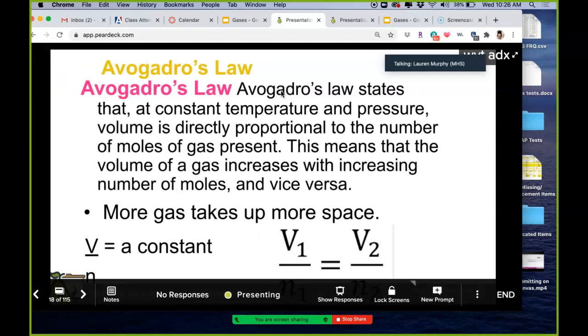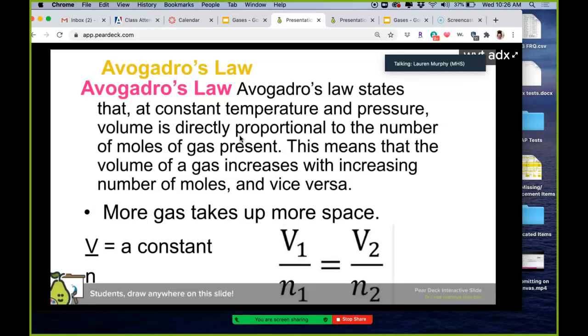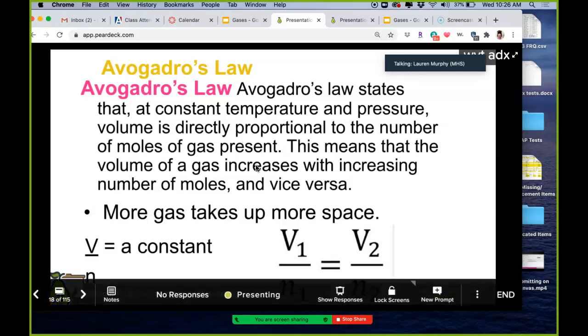So Avogadro's law. Avogadro's law states that if you have more moles of gas, it takes up more space. This should be very conceptual. So if you have more gas, it takes up more space. If you don't have as much gas, it doesn't take up as much space. It's a direct relationship between volume and n, which stands for moles.